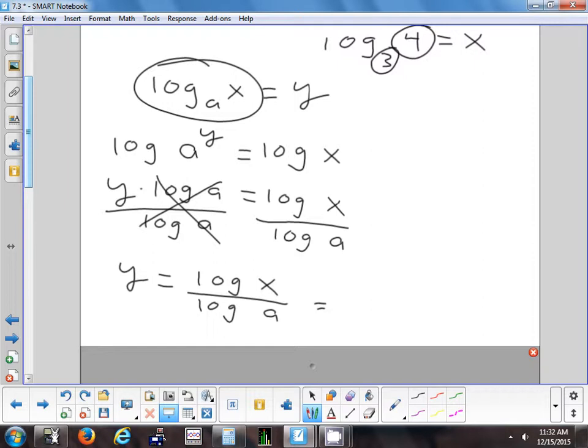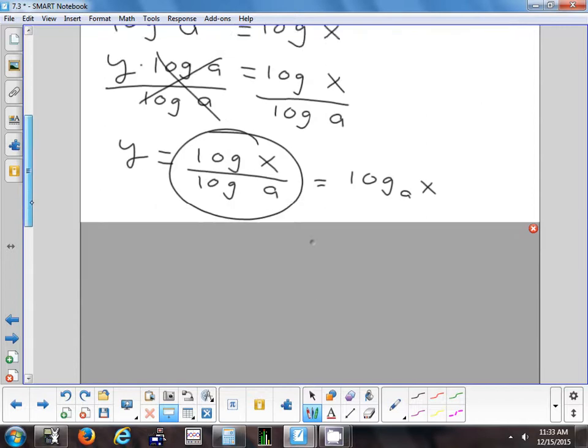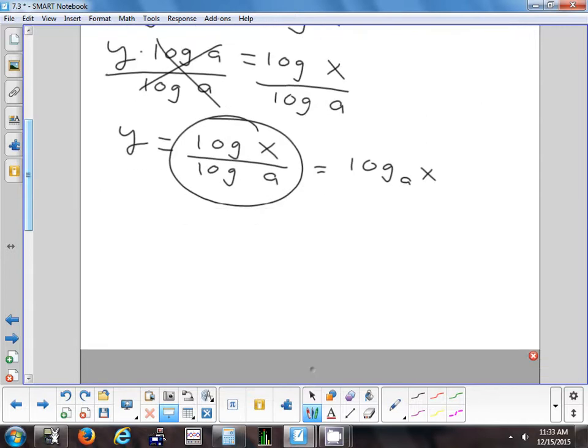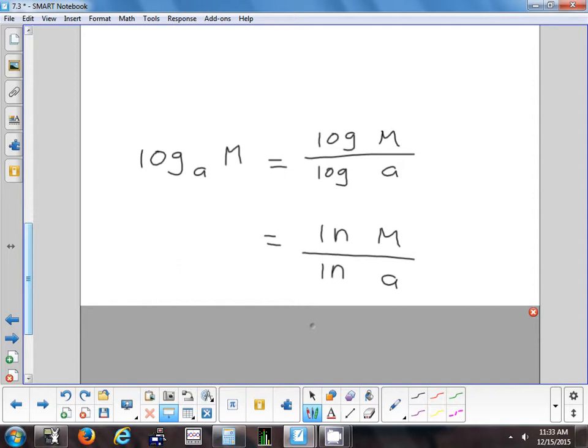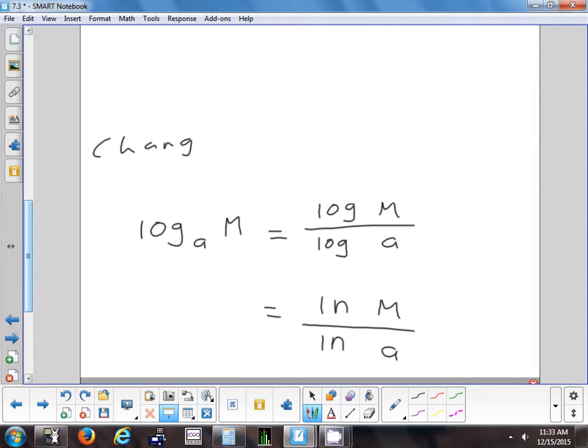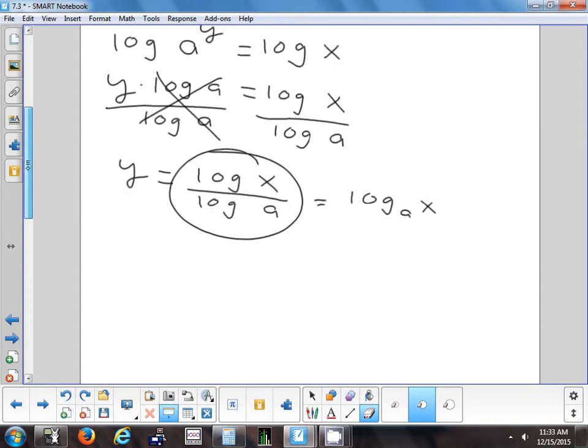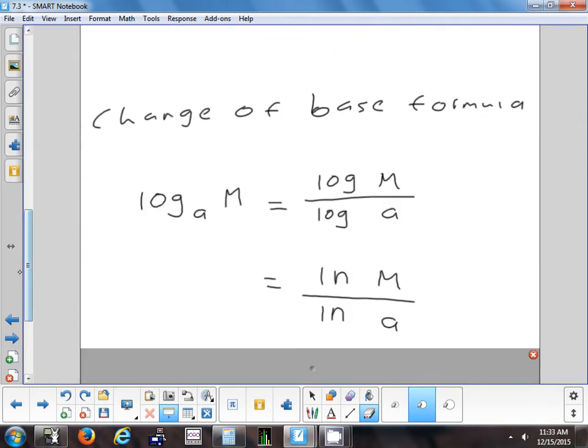Okay, and don't forget what this was equal to way back at the beginning. Log base a of x. What I just circled is how you type that in on a calculator. And that's called your change of base formula. So this is the change of base formula. If you want, I can rewrite it with the same letters. So I used A and X.